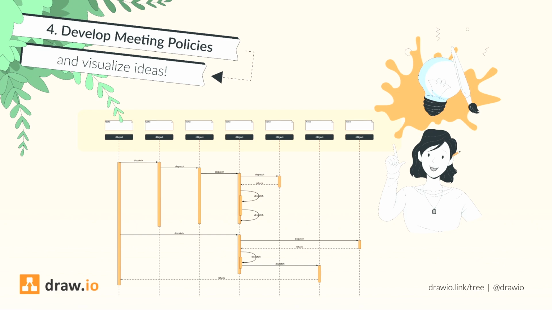The fourth tip we have for you is to develop meeting policies and visualize your ideas using draw.io diagrams. So meeting efficiency isn't just defined by what you prepare or how you conduct the meeting. It's also important to make sure that the information is received and understood by everyone that attends. So, I mean, how effective is a meeting if everyone leaves with a different interpretation of what was said?